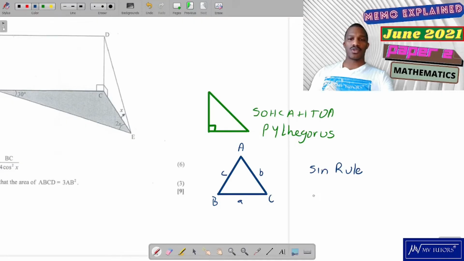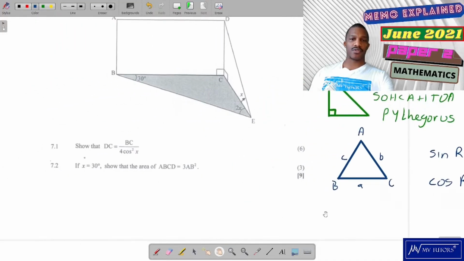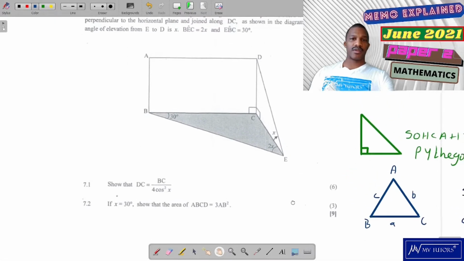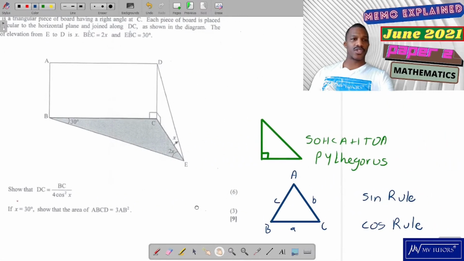and also you can use the cos rule. So you should be able to distinguish between what type of triangle you have. You can't use Pythagoras or SOHCAHTOA if the triangle is not a right angled triangle. So that's one thing you have to know. Now let us read the question.